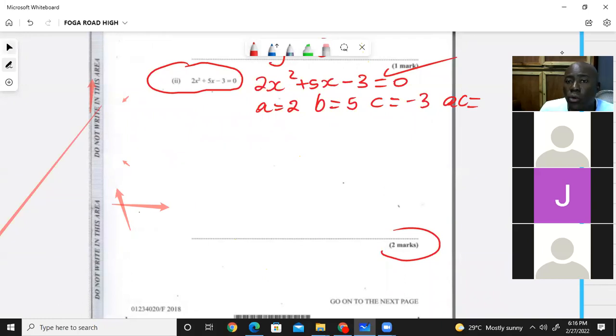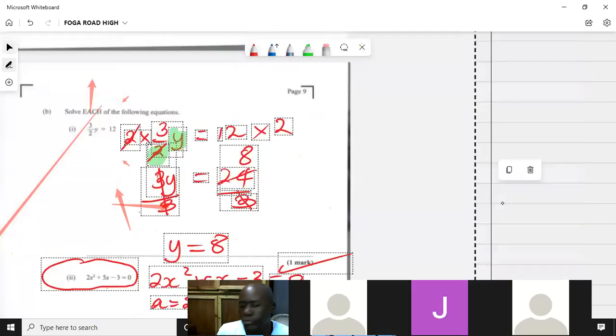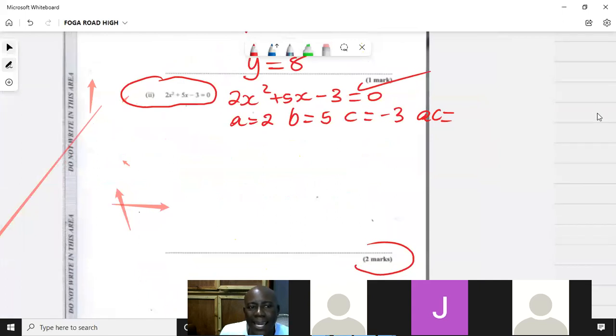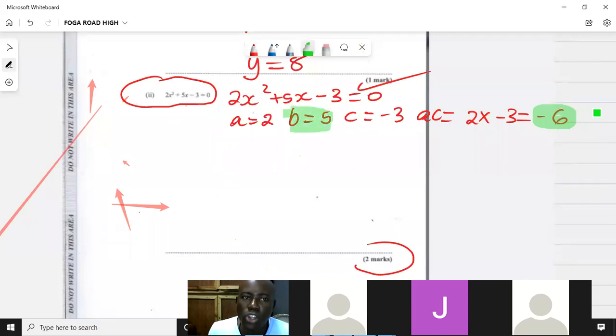So we want to quickly, hold on, where is my board running to? All right, guys, let me put it back up there. So my AC is going to be my 2 times -3, which is -6. I need to find 2 numbers that multiply to give -6, but when I add them, I get 5. I know it sounds like it's a 2 and a 3. But what you want to do is list them first. So you want to list the possible things.